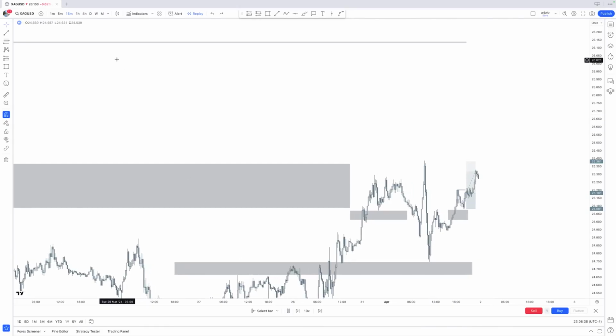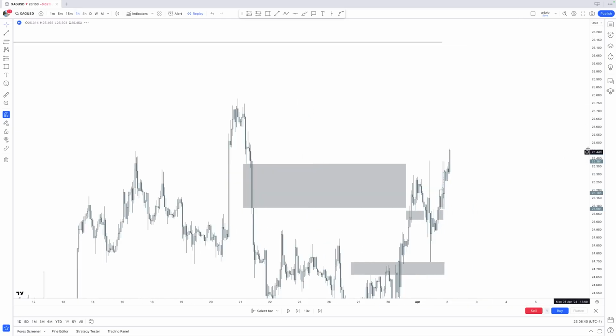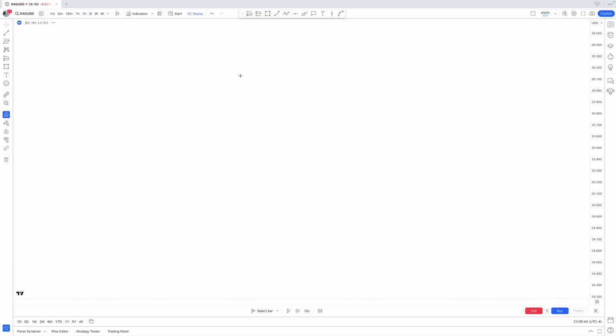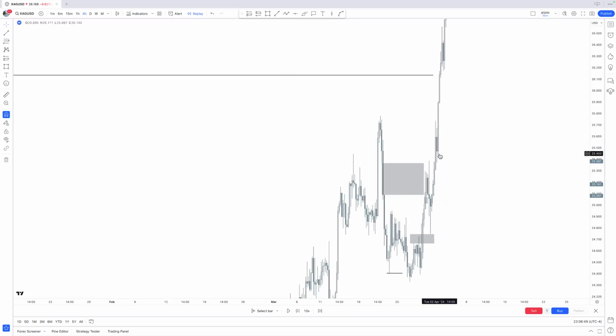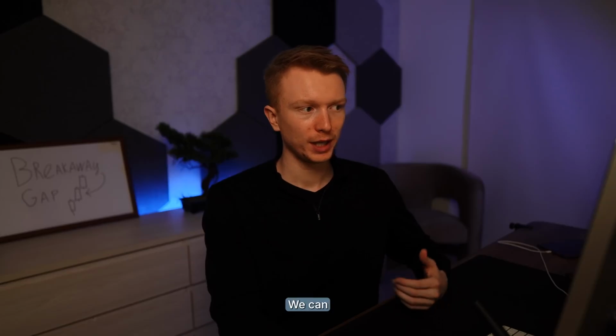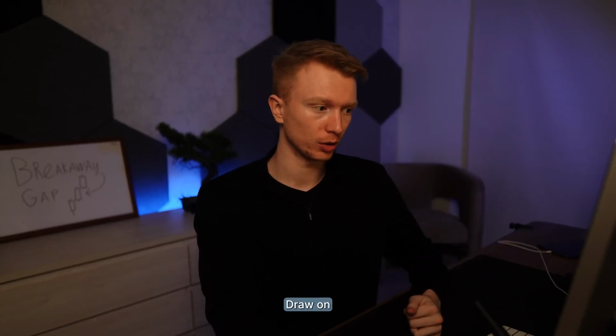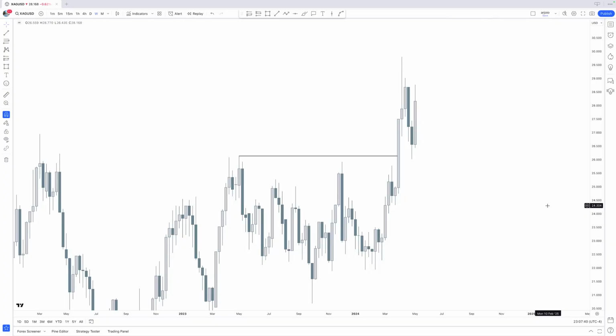Then once we continue higher and keep on continuing higher right here, we see that eventually we reach that draw on liquidity right there. And once we reach that draw on liquidity, we can now talk about breakaway gaps. After reaching a draw on liquidity, especially a major swing high like that on the weekly, for example, we have more chance to retrace a little bit further.